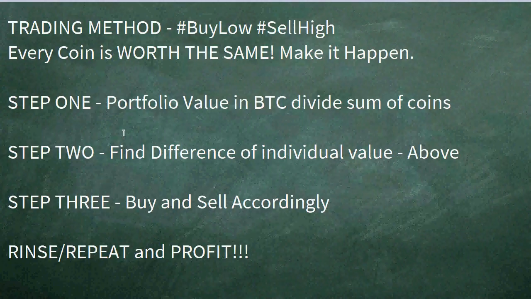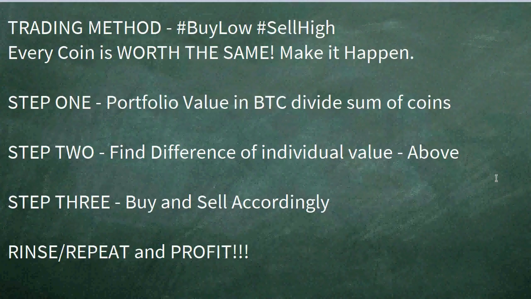But step one is take the portfolio value you have in Bitcoin and divide it by the sum of coins. And most trading sites will give you this information, stating your Bitcoin value is blah, blah, blah. So you take that number, you divide it by your total coins. That gives you the average of what each coin is worth.